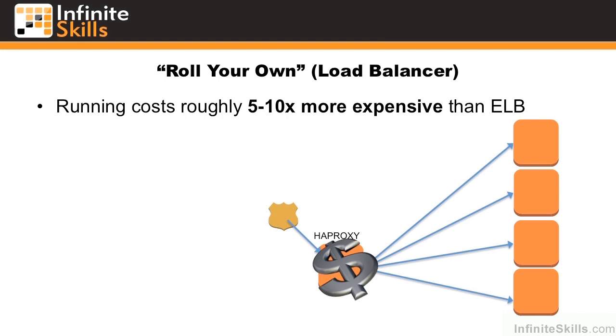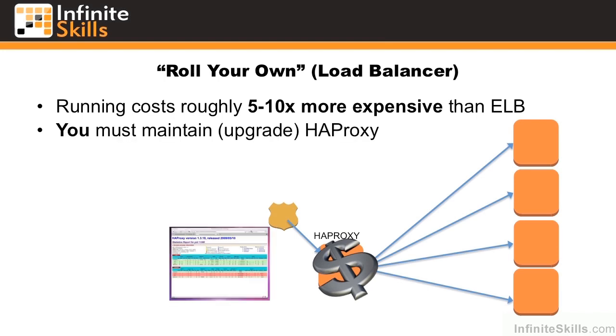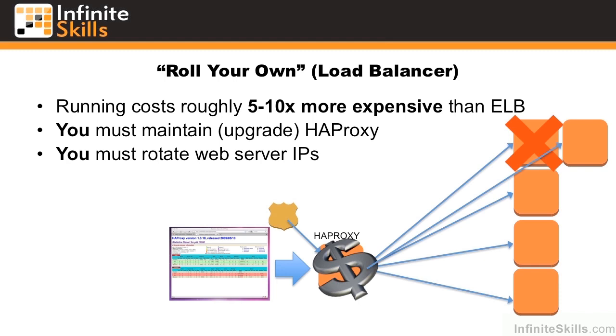Consider that when you do this, your running costs are going to be about 5 to 10 times more expensive than an ELB. The EC2 cost to provide the same functionality is going to cost about that much. You have to maintain and upgrade your HA Proxy or Nginx installation. You have to rotate your web server IPs so that when a server goes down, you can spin up another one behind it. And you have to take into account the fact that the HA Proxy is now a single point of failure. It doesn't matter how many instances you have behind that load balancer. If you lose the load balancer, you lose your application.